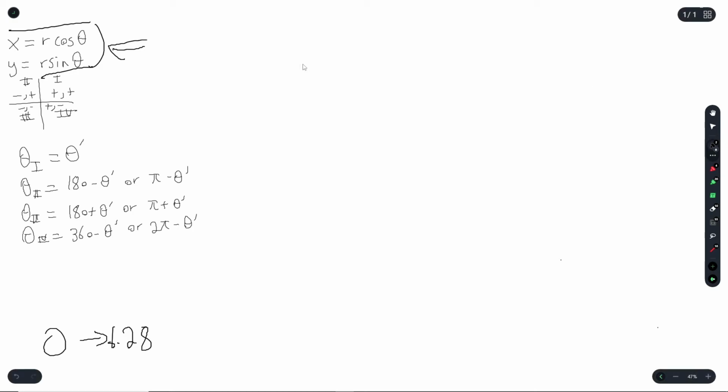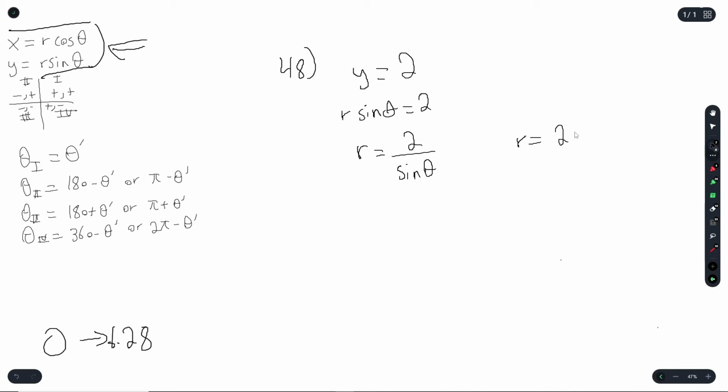So next question is 48. It's easier than the last one. It's just y equal to 2, and they're asking us for the same thing again. So y, we can replace it with r sine theta is equal to 2, and we're isolating r, so r is equal to 2 over sine theta, or they can write it as r is equal to 2 cosecant theta. It depends on which one you get on the answer choices.